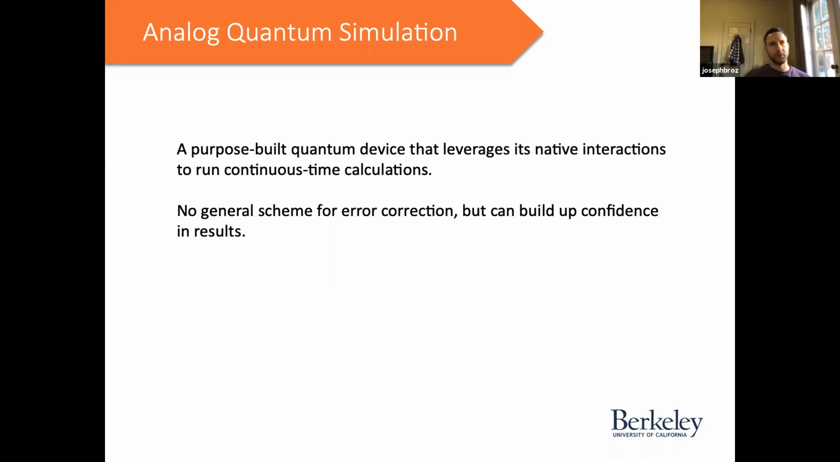But I just want to point out some of the downfalls that are very obvious for analog quantum simulation. One is that there's no general scheme for error correction. But I do point out that you can build up confidence in the results.